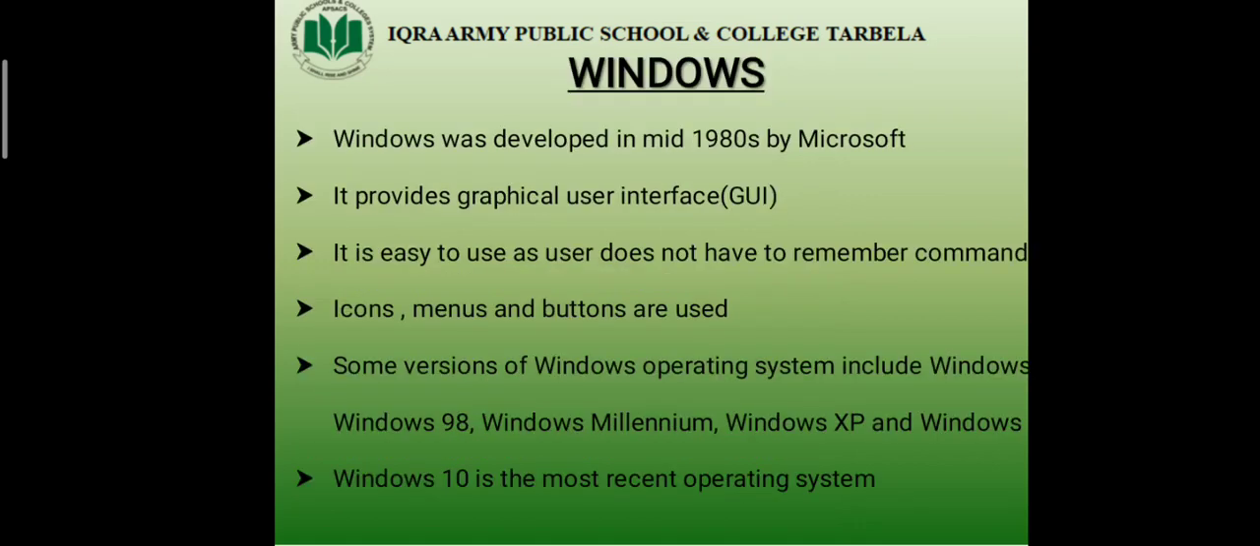The next type of the operating system, or the next commonly used operating system, is Windows. Now we will discuss Windows. Windows is the most commonly used operating system today. It was developed in the mid 1980s by Microsoft. It provides a graphical user interface that is very user friendly.